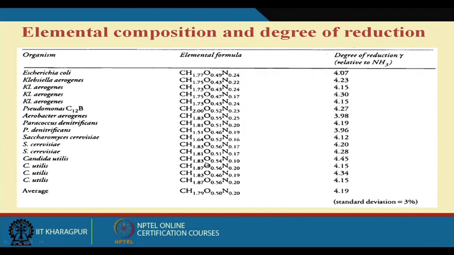I have given some typical examples in this table. You can see the different biomass, and I have given the empirical formula of the biomass. If you do the free electron analysis of this biomass, you get this figure. So the degree of reduction of the different biomass is different, though very close to each other. Standard deviation is 3%.